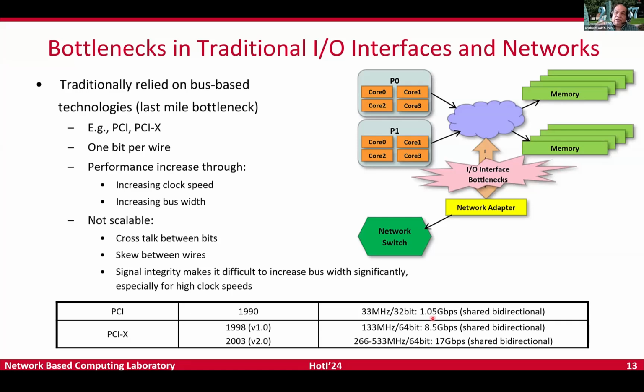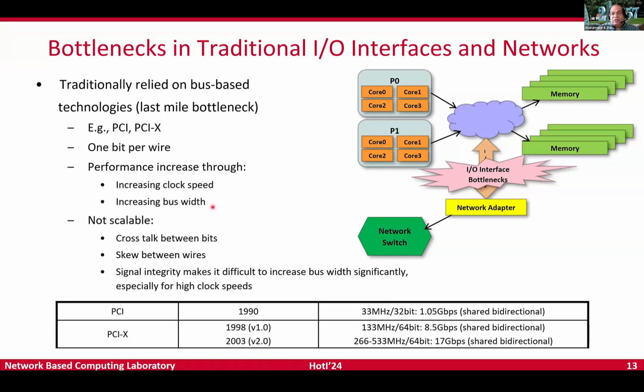But then, of course, as the technology improved, that was not sufficient. So PCI-X was introduced. They expanded from 32 bits to 64 bits, and also from 33 megahertz they went to 133, and sometimes some versions also had 266, 533 megahertz. So the broad idea was that we can increase the clock speed and increase the bus width, and then performance will keep on increasing.